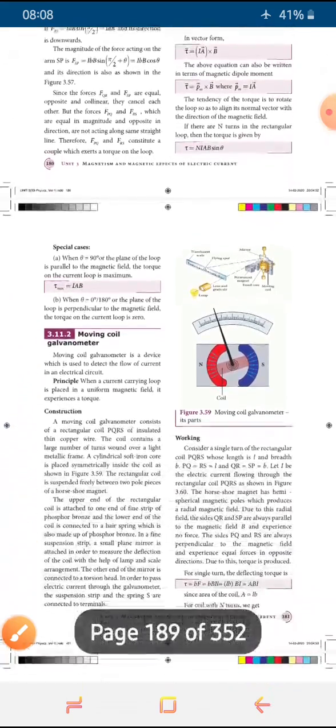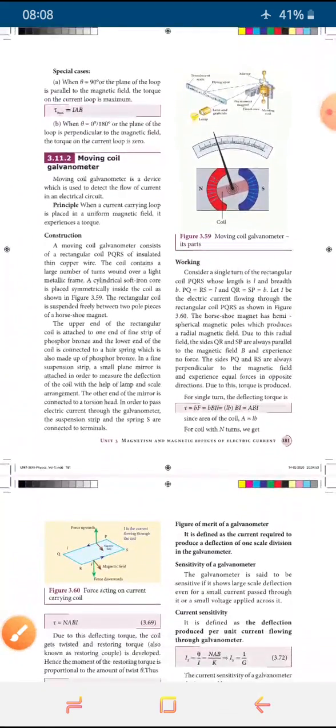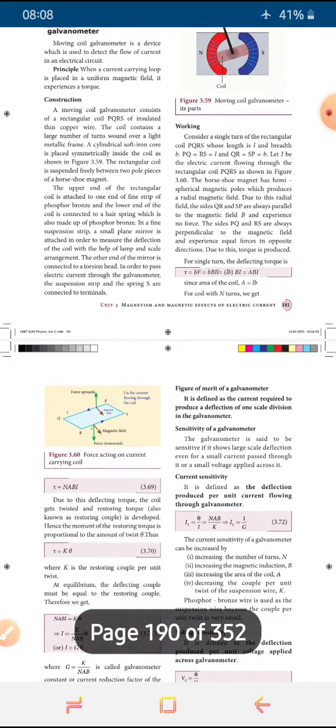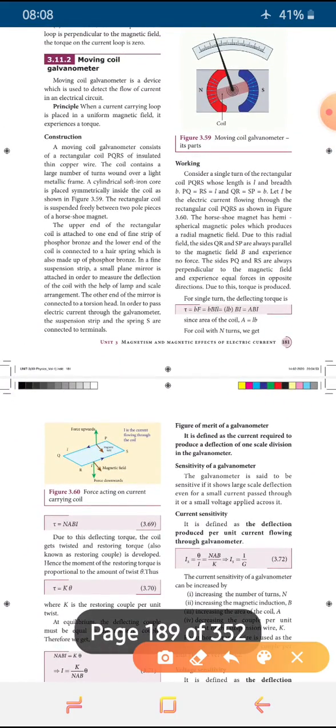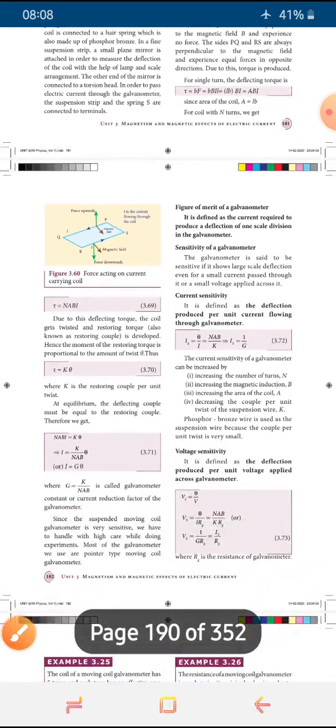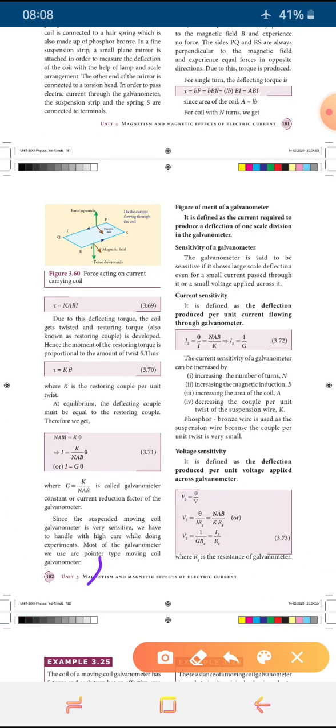Next is a 5 mark question, and this is also an important detailed question. You can start this answer from the starting of this topic: explain the construction and working of the moving coil galvanometer. With these two diagrams, you can extend up to here, moving coil galvanometer, and these two figures are given. So this is the answer for the moving coil galvanometer.